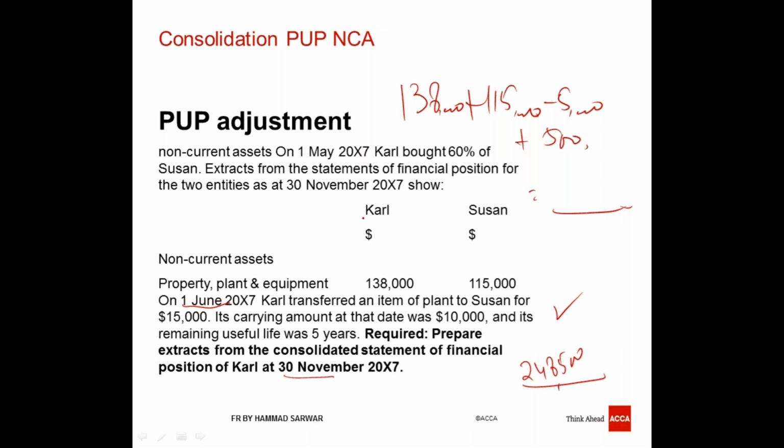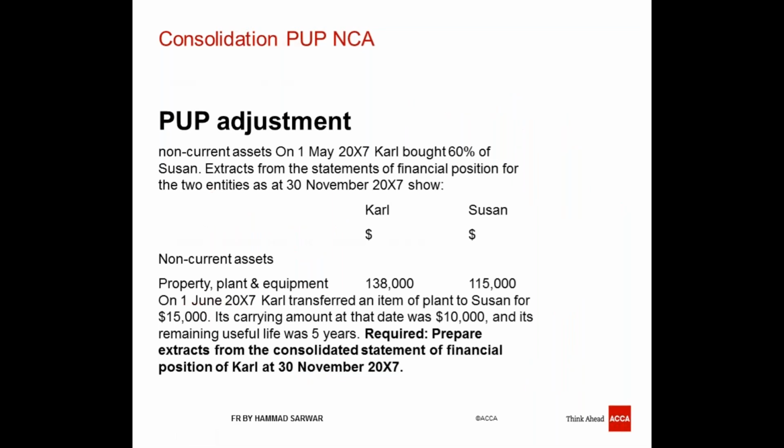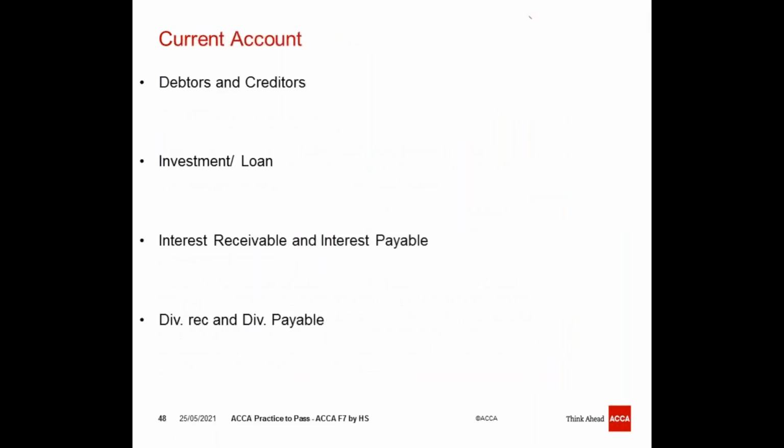So depreciation is calculated at 5,000 unrealized profit divided by 5, which will be 1,000, and 6 by 12. So the date is very crucial and important whenever you are doing questions. Now, talking about the concept of the current account.